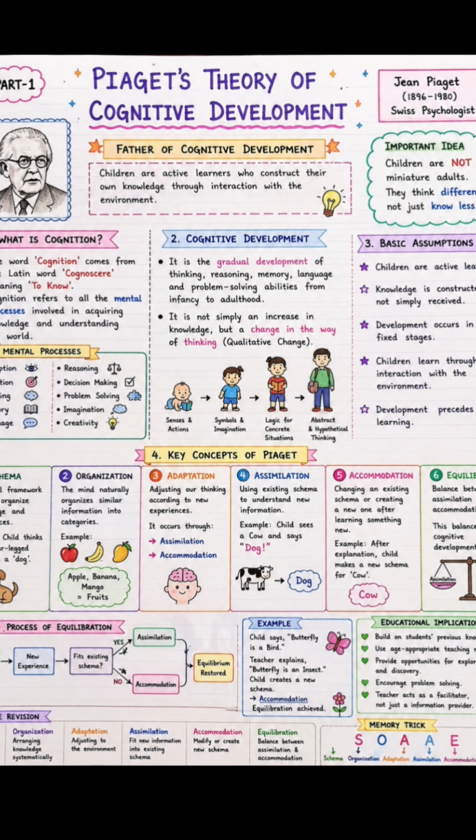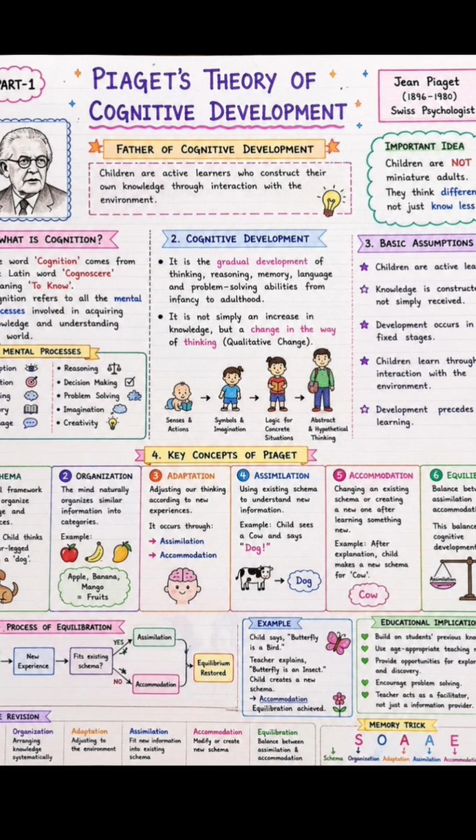Now let us talk about the great psychologist behind this theory, that is Jean Piaget. Piaget was a Swiss psychologist and epistemologist born in 1896. Interestingly, Piaget did not begin his career as a psychologist. He was originally a biologist. His scientific background influenced the way he studied children's thinking. Rather than conducting lab experiments, Piaget spent years observing children in natural settings.